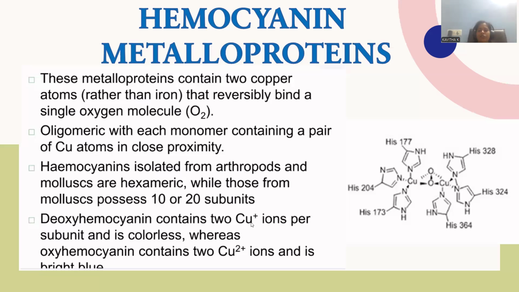Deoxyhemocyanin contains two copper units per subunit and is colorless. Whenever oxygen is not present, in oxygen-absent conditions, it is colorless only. There is no color.